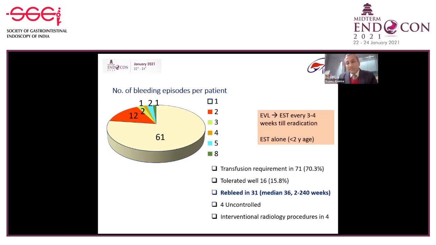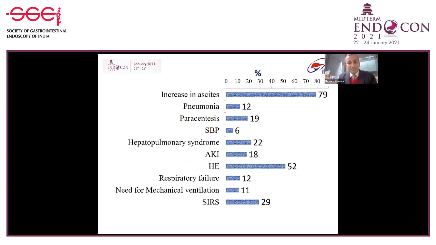Of these bleeding episodes, transfusion requirement was present in 70%. 16% of these bleeding episodes were tolerated well. However, there was rebleed in 31 of these children at a median of around 36 weeks. 4 of these bleeds were uncontrolled, which required interventional radiology procedures. And similar to the adults, there was increase in ascites, in 79% of these children, 52% had encephalopathy, 18% had acute kidney injury, and 12% had pneumonia.